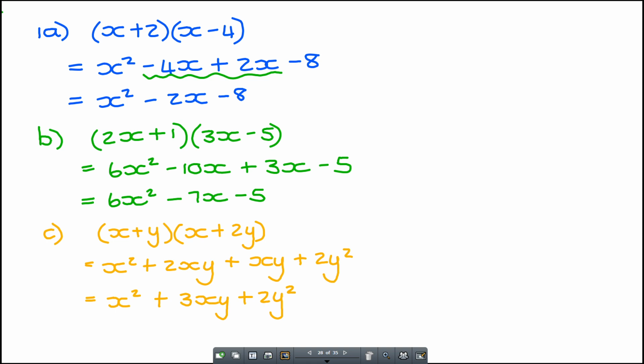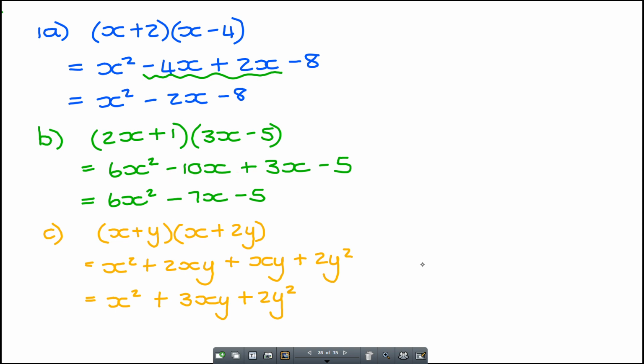At b, same thing. 2x times 3x gave me 6x squared. 2x times minus 5 gave me minus 10. These two multiplied gave me 3x, and those two multiplied gave me minus 5. Okay, once I got there, you would see that these middle two both have x as an unknown. We can only add like terms if they have the same unknowns. So minus 10x plus 3x gave me the minus 7x.